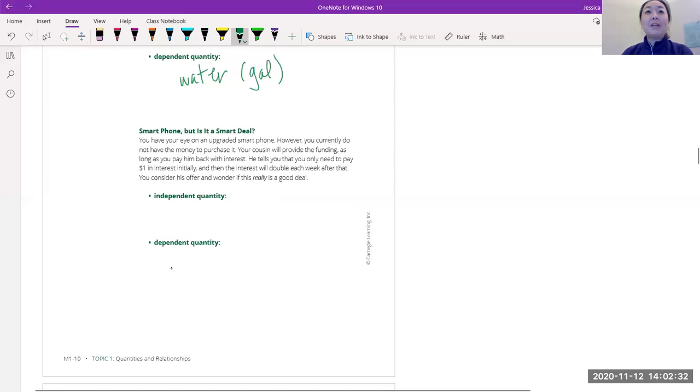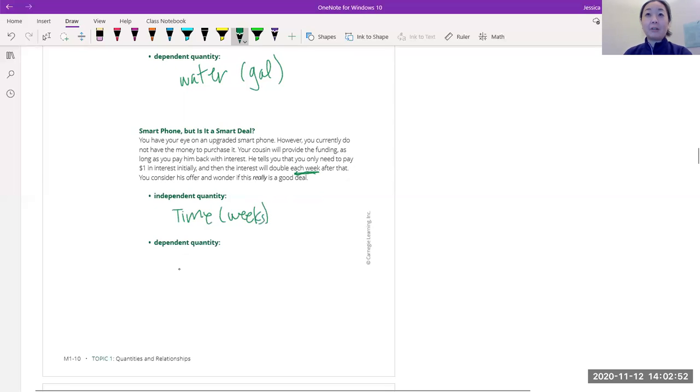So what is the independent and the dependent? Well, I noticed that there was a time reference here. Did you notice the time reference? It was like hidden, but yeah, let's talk about each week, right? So we know that we're going to be measuring by time, right? So this is going to be the independent. So time, and we're measuring in weeks.